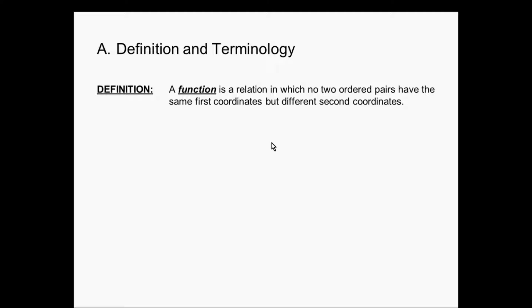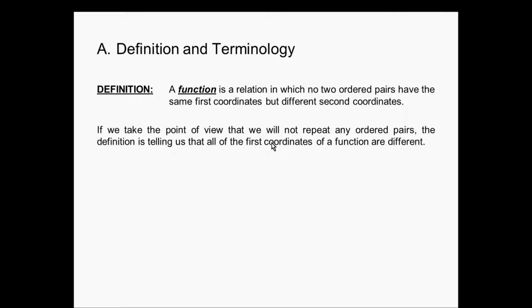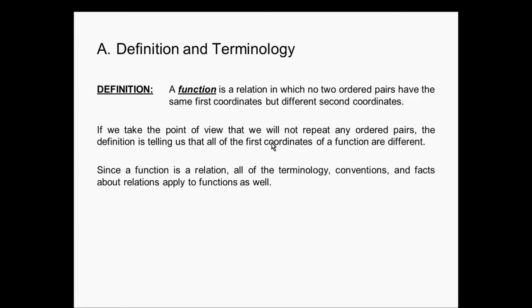All functions are relations. So again, no 2 ordered pairs have the same first coordinates but different second coordinates. What does this really mean? If we take the point of view that we will not repeat any ordered pairs, which we're not going to do because that makes it too tricky, the definition is telling us that all of the first coordinates of a function are different. So that's how you tell with ordered pairs whether or not your relation is a function. If all of the first coordinates are different, that's a function. So since a function is a relation, all of the terminology, conventions, and facts about relations apply to functions as well, especially the notion of domain, range, and the fact that we name them by letters.